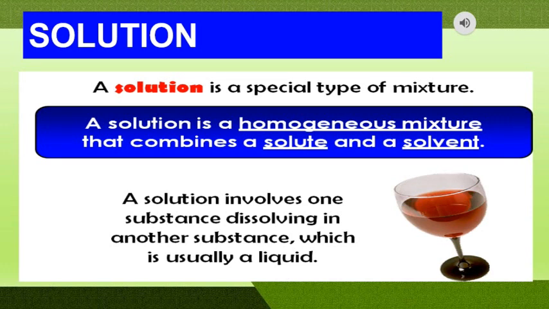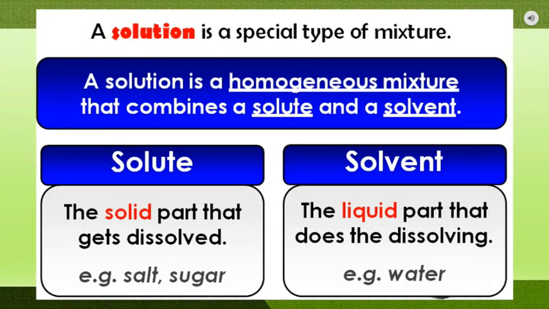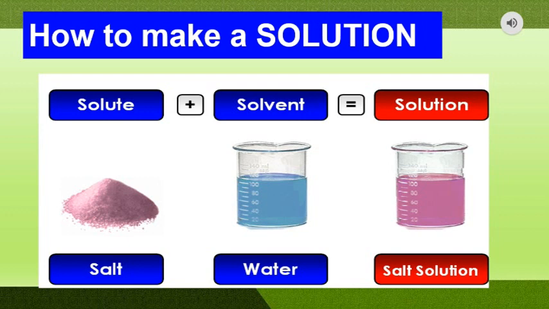A solution is a special type of mixture. A solution is a homogeneous mixture that combines a solute and a solvent. A solution involves one substance dissolving in another substance, which is usually a liquid. A solute is the solid part that gets dissolved. Example, salt and sugar. Solvent is the liquid part that does the dissolving. Example, water.